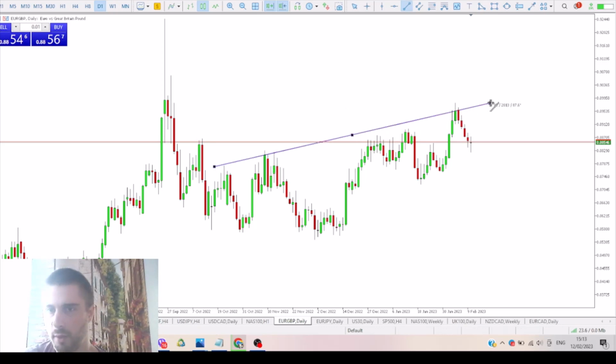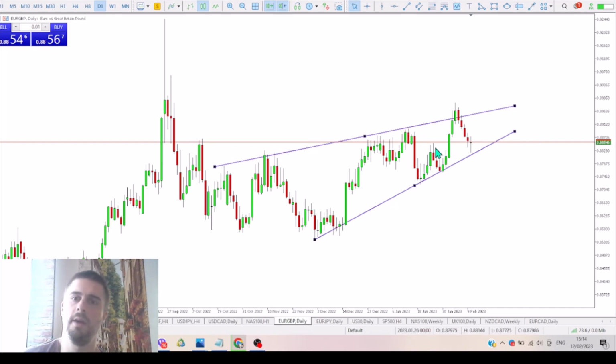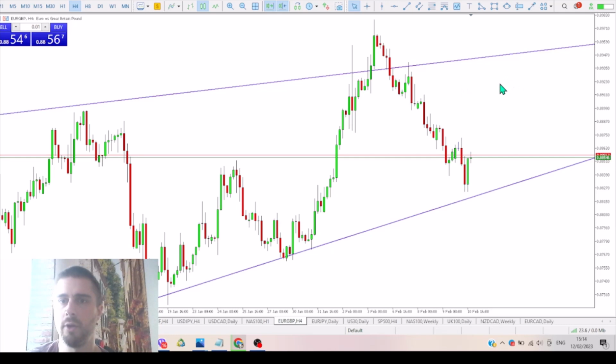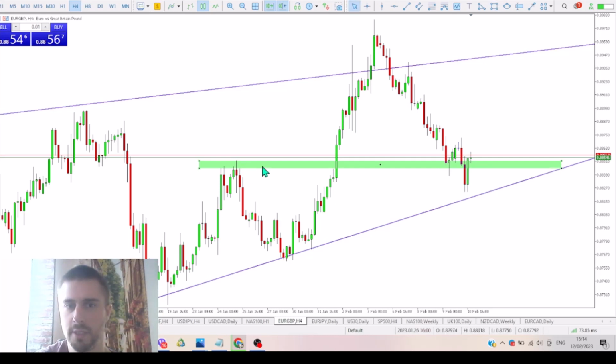I have drawn one little wedge pattern right here, okay, and as you can see, price really rejected the breakout area, so it started breaking lower, and on the 4-hour chart you can clearly see some sort of a head and shoulders pattern going on here, and the rejection. I expected the price to go back to this previous level, and this is what it did.